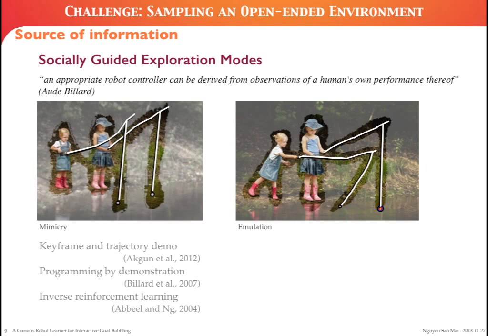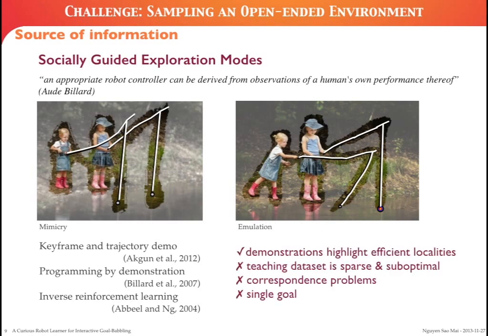And this kind of trying to reproduce the same outcome as a teacher is called emulation. In terms of social guidance, several algorithms have been developed. One of them is, for instance, programming by demonstration that has been developed by VR. The advantages of these is that demonstrations enable to highlight efficient localities in the search space of policies and outcomes.